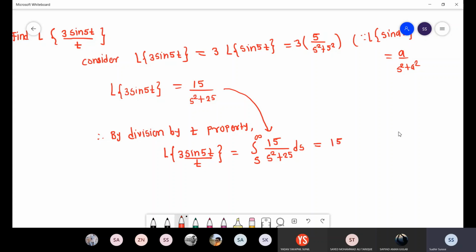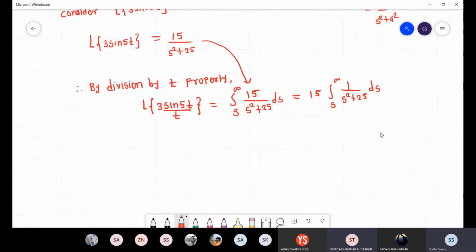It is 15 times the integral from s to infinity of 1 upon s square plus 25. Who will tell? What should I write as the integral of this? It is 1 upon 5 tan inverse s upon 5. Yes, correct. So this is 15 divided by the value of a.